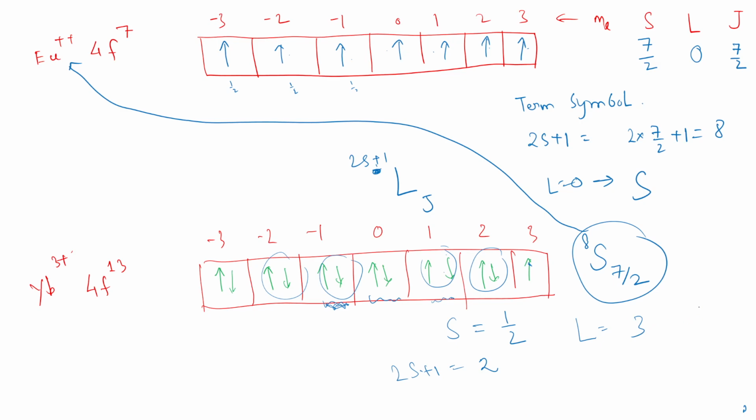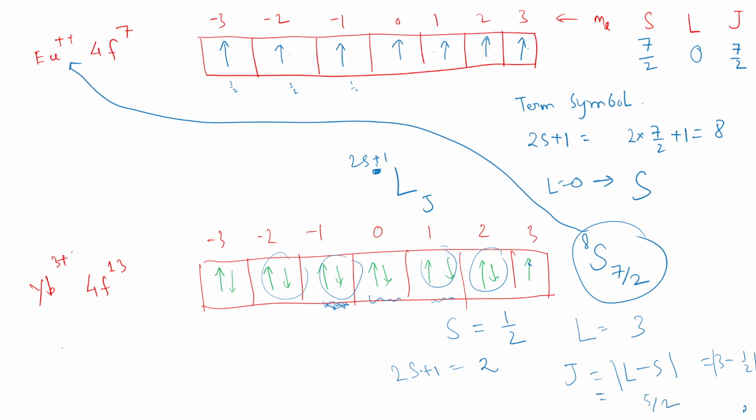Now this is more than half filled. So J is equal to the mod of L minus S. So it is 3 minus half, mod of that. What is 3 minus half? 3 minus half is 5 by 2.